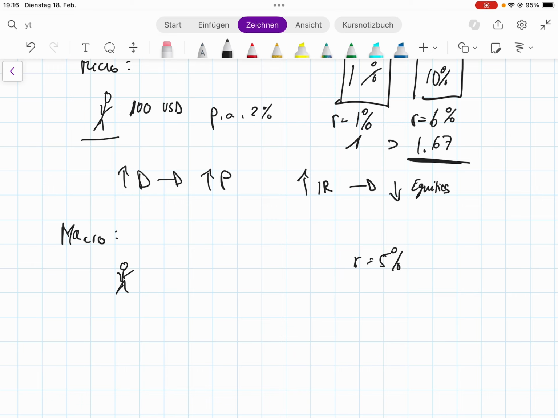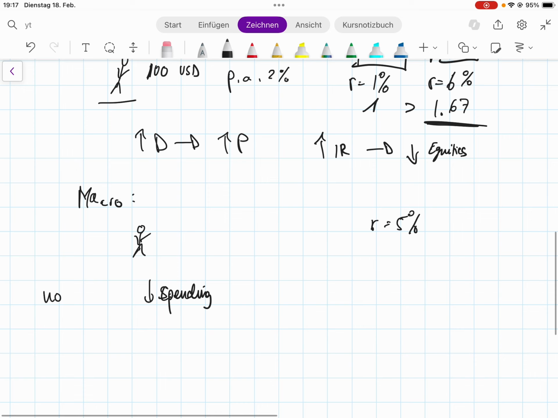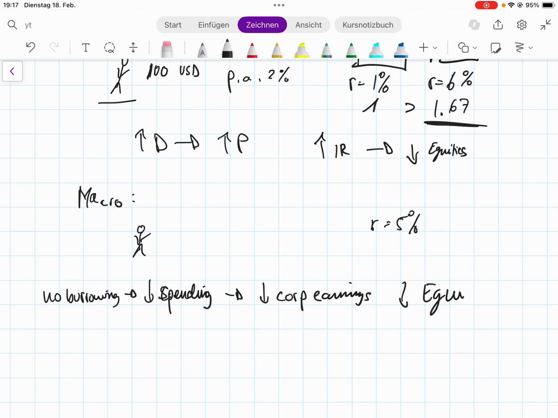So he says, no, I'm not going to borrow money. And as he doesn't borrow money, he's not going to spend money. He's not going to spend money on Apple. He's not going to be spending money on meals, on Coca-Cola, whatever. So as he's spending less money on goods, so less spending, as he hasn't borrowed the money. So let's say no borrowing. This means less spending, which translates in lower corporate earnings, which leads to a decrease in equities or stock.